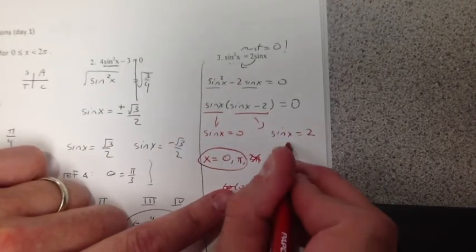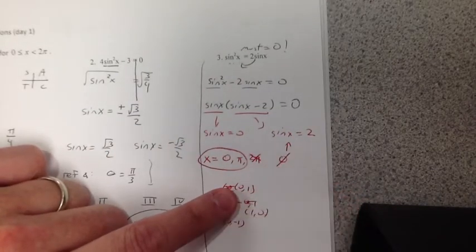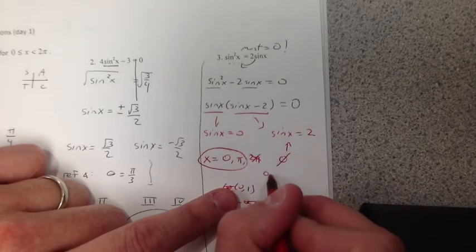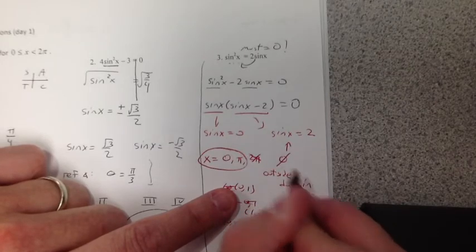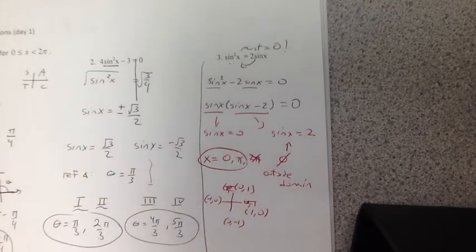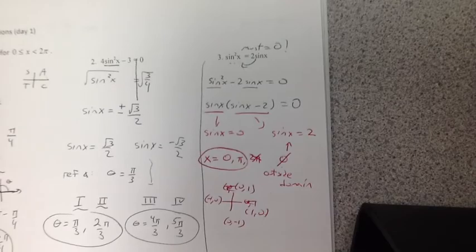Now, that's a tricky one. There is none. Remember, that's outside the domain. So we don't include that one. Nice. We like it when that happens. All right, so let's take a look at number 4.